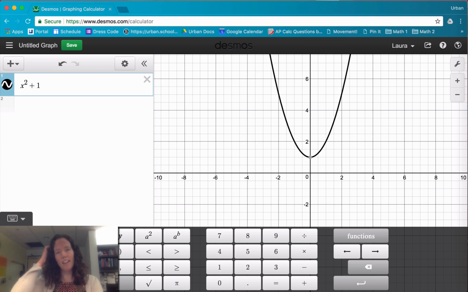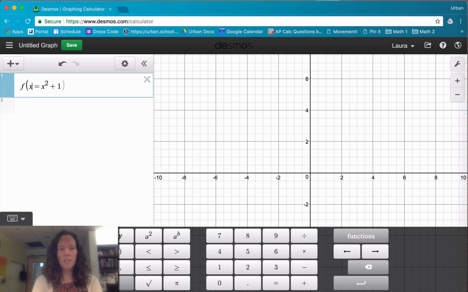My students, especially my lower level students, really like that you can just enter the right side of the equation. I tend to have to push them to recognize that an equation is a relationship between two values, the y and the x, so that x squared plus 1 doesn't really meet our standards for rigorous notation, even though Desmos doesn't mind it. But once we get into function notation, then we can rename that as f of x equals x squared plus 1.